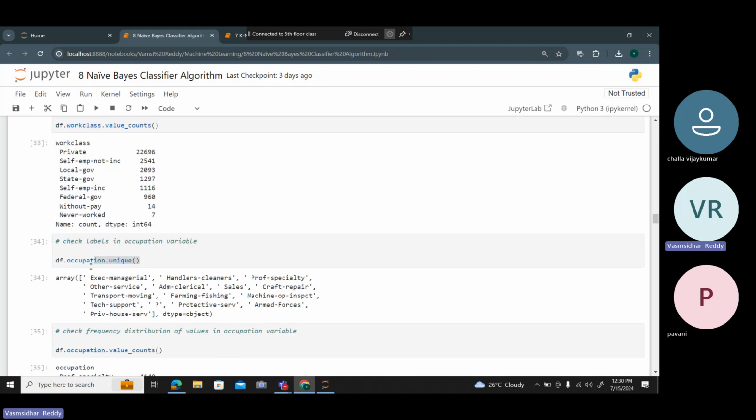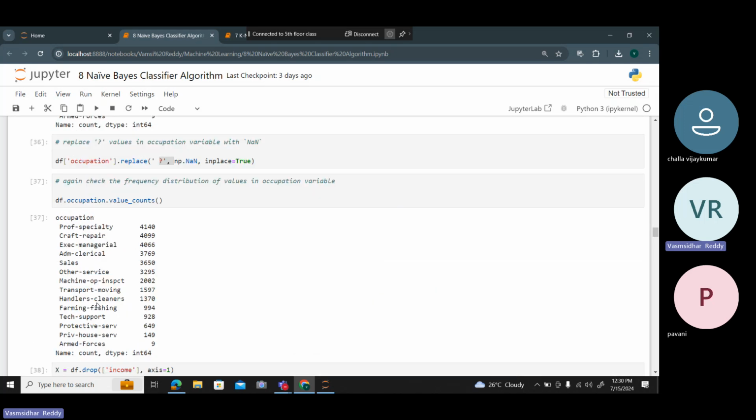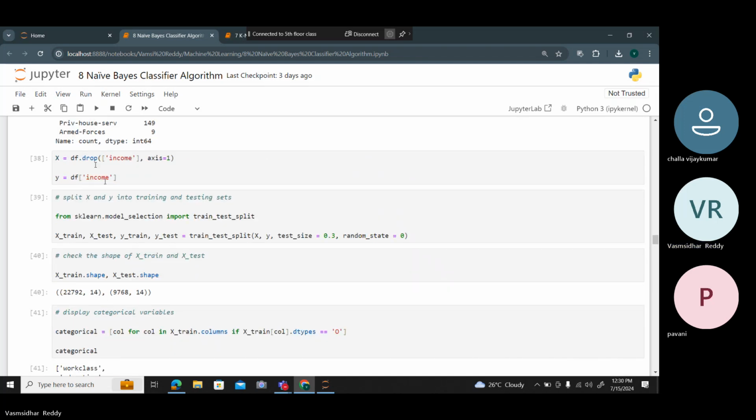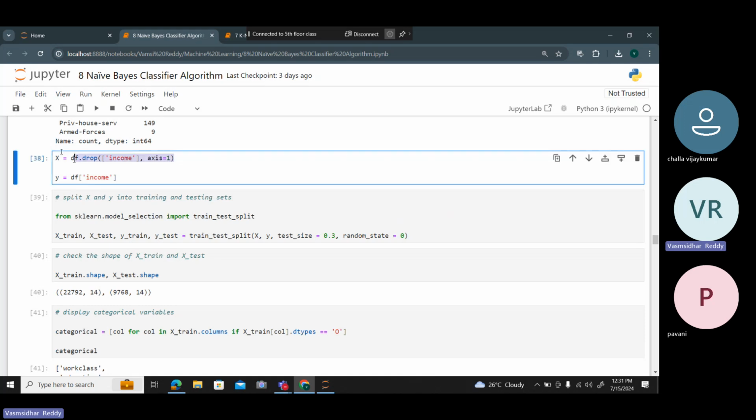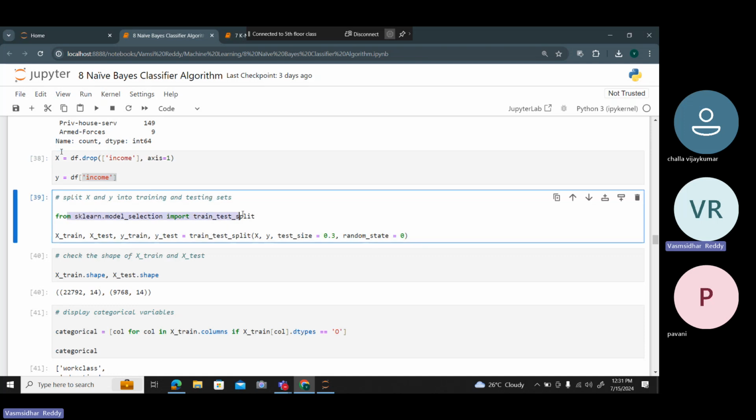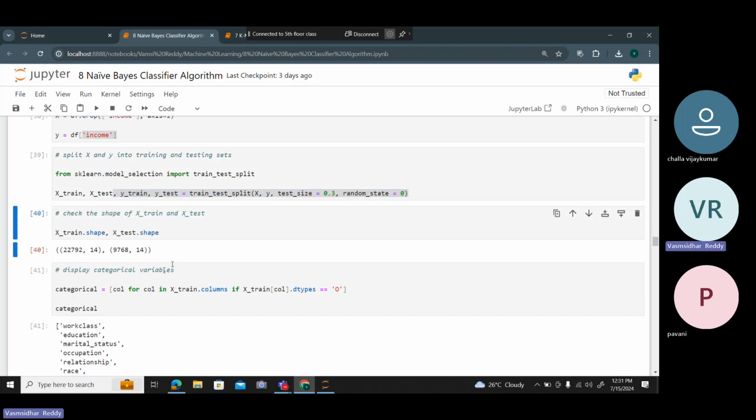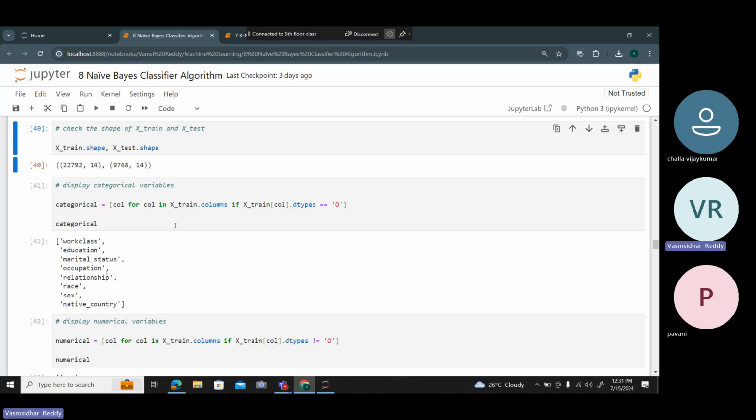So x equals df.drop income, axis equals 1, and for y I am taking income as the dependent variable. These are the independent variables and this is the dependent. Apply the train test split. This is the train test split, giving X train and y train.